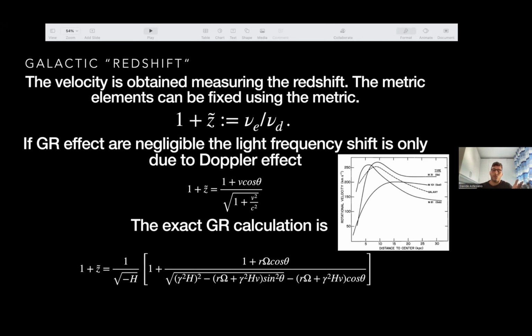But the exact GR calculation is this one. So in general, this is the result. You see that we have omega, we have h. This is the general result. It's pretty complicated, but if the galaxy is edge-on or face-on, it becomes pretty simple.